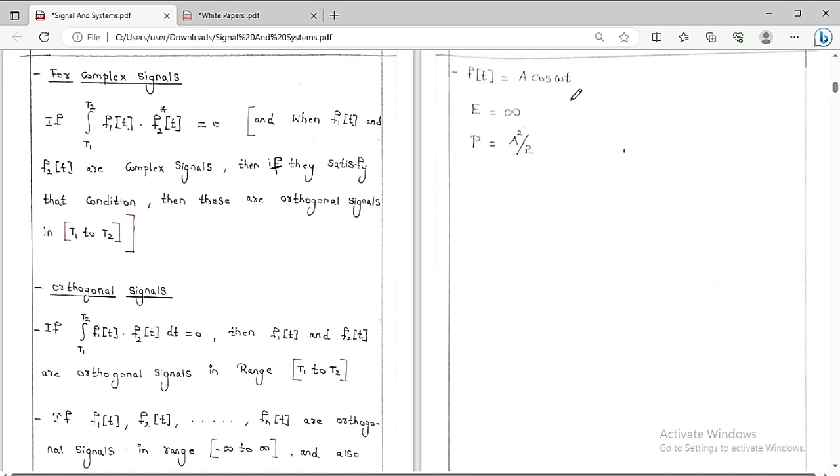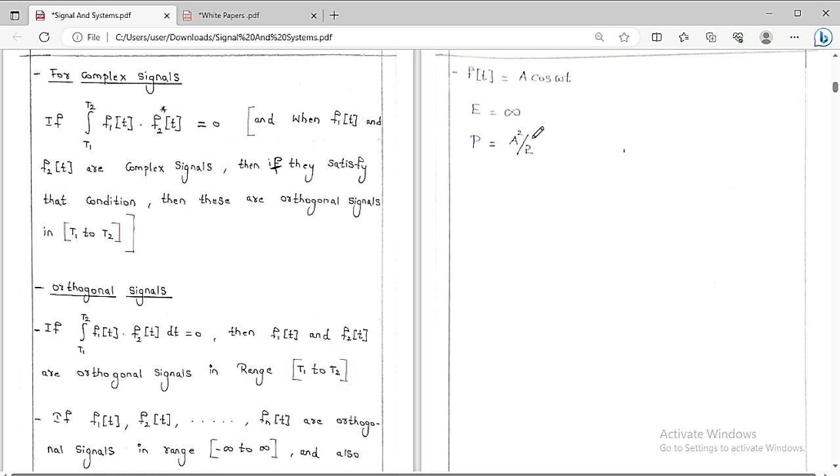So I have already told you this is also a periodic signal. For a periodic signal, all the periodic signals are power signals. I have already told you. So definitely the energy is equal to infinity and power is equal to RMS value whole square. RMS value is A by root 2. So if we square that, we get A square by 2. So whether it is A sin omega t or A cos omega t, the energy and power are the same.